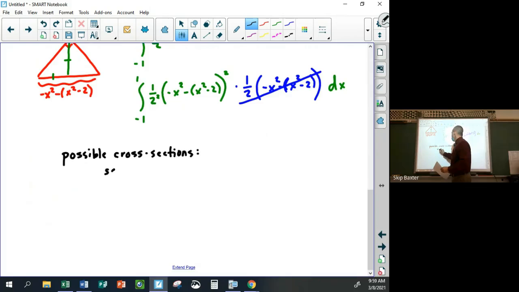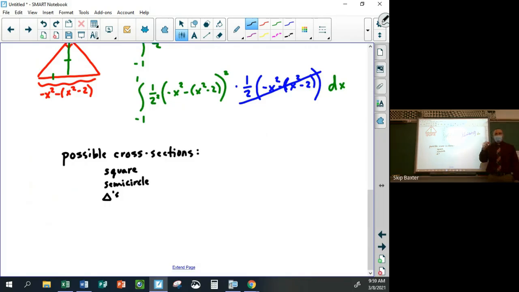It could be a square, like we did in the first example. Could be a semicircle, which we did in the second example. It could be triangles, and again, there are lots of variations. They might say it's a right triangle where the height is twice the base, something like that. You'd be able to do that also, right? Or they might tell you it's an equilateral triangle. You'd be able to do that, too.